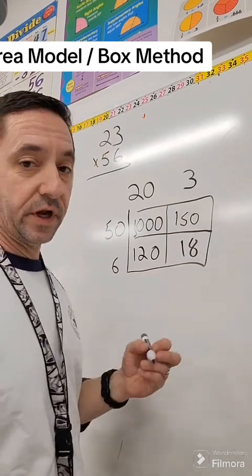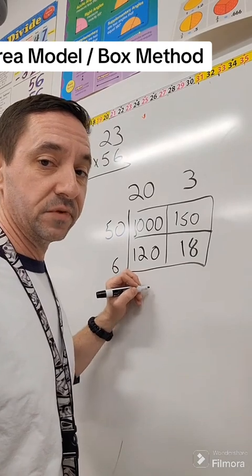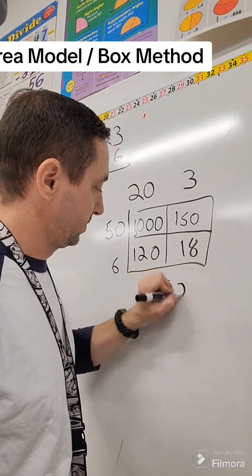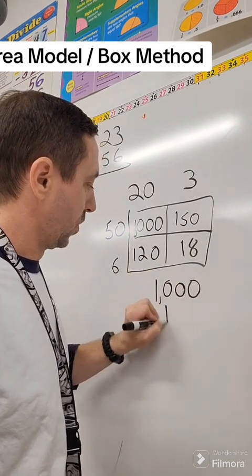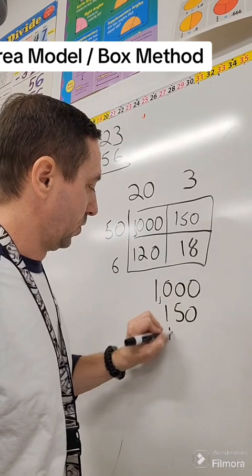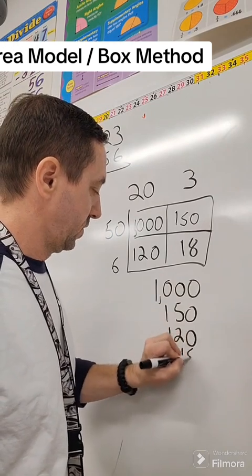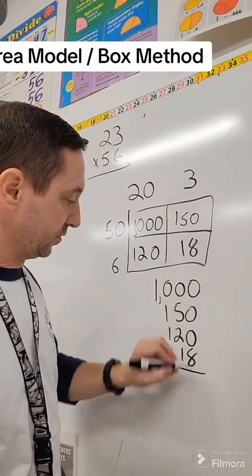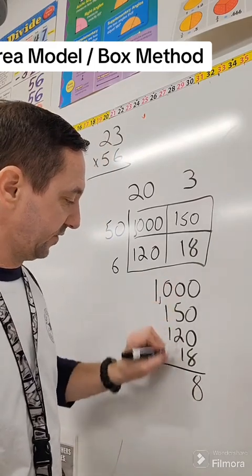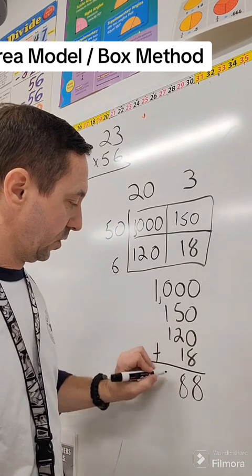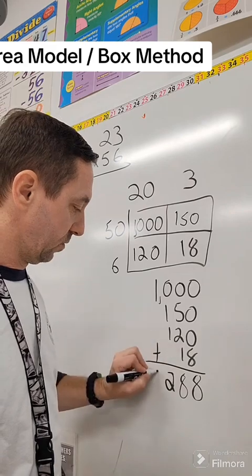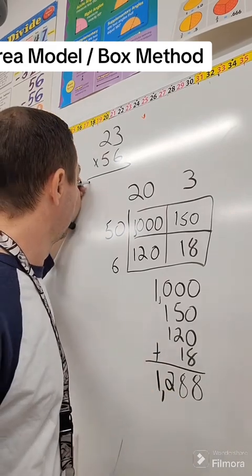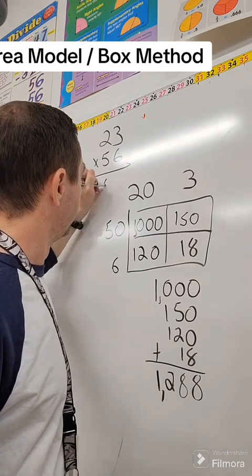So typically what I'll do after this is I'll write them down in order from largest to least. So I'll write 1,000, 150, 120, and 18. And add them up. 0, 0, 0, 8. 5, 2, 1 is 8. 1 and 1 is 2. And then 1 is 1,000. So your answer is 1,288.